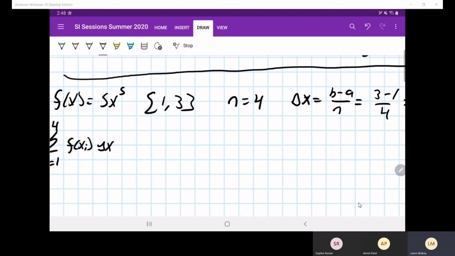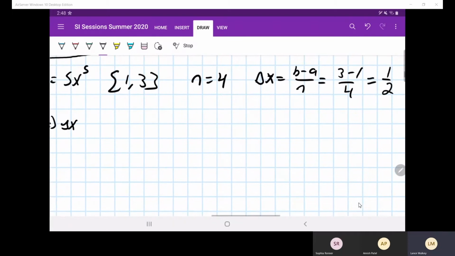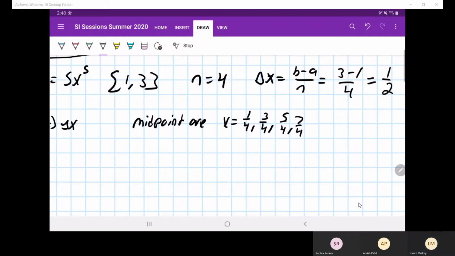The midpoint of each section would be, I would go ahead and line these out. Midpoints are x equals 1/4, 3/4, 5/4, 7/4. You have 4 midpoints for 4 rectangles. Y'all want me to draw this out in the graph so y'all can help visualize it? I don't necessarily know how to graph 5x to the fifth off the top of my head, so I'm going to graph it right here.